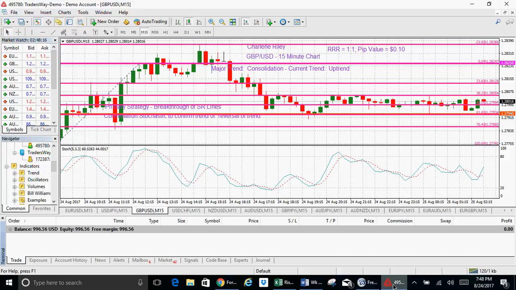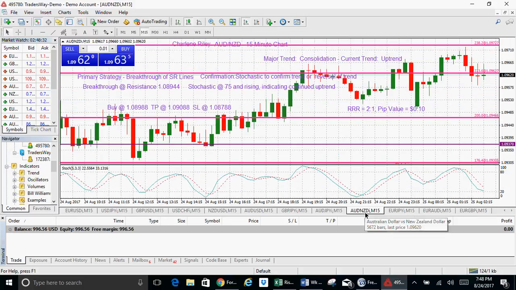my trading plan. So now that I'm here in the markets, I want to check and make sure that my Fibonacci lines are up to date. So I'm going to start with the Australian dollar, New Zealand dollar, since the Sydney market is open. And I see that my fib lines are up to date.